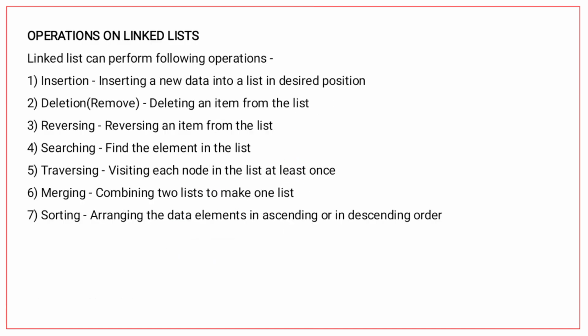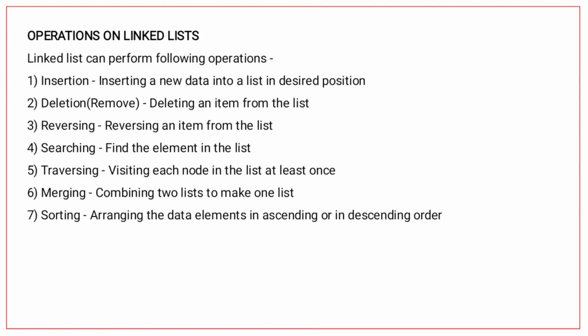Now, what are the operations of linked list? Linked list can perform following operations. Number one, insertion, inserting a new data into a list in desired position. Second operation, deletion, that is remove the element, deleting an item from the linked list. Third operation, reversing, reversing the items of the list.